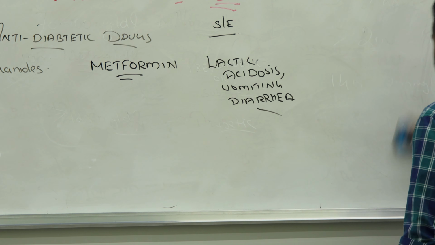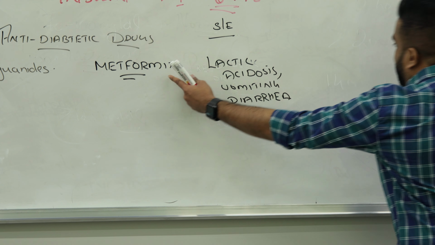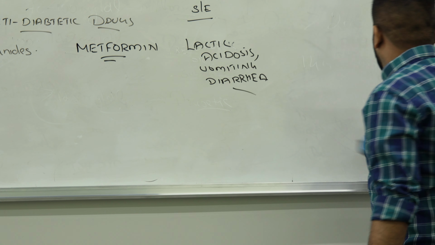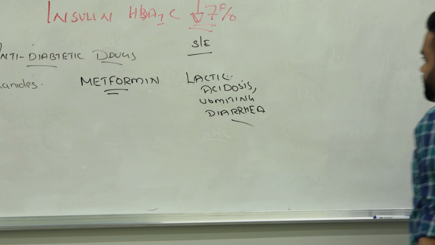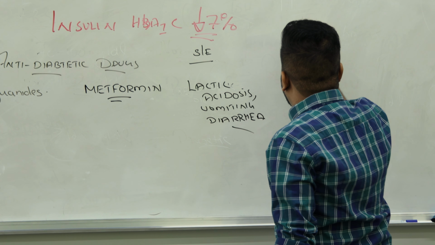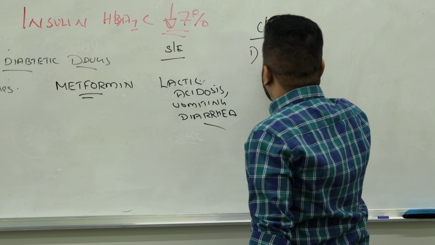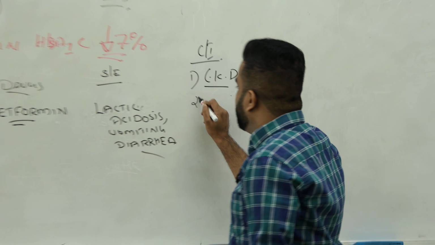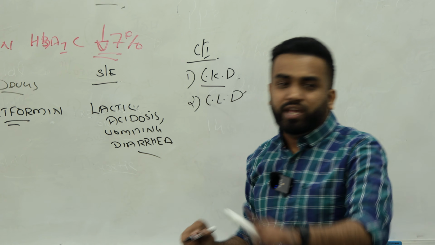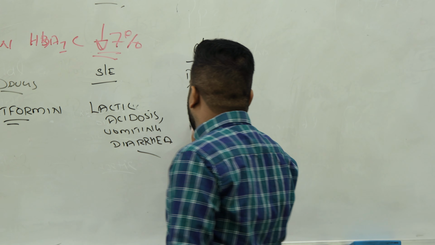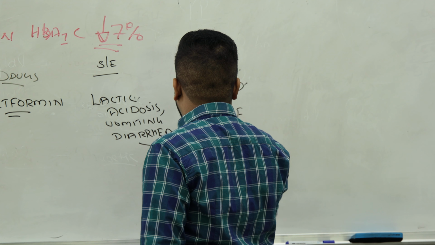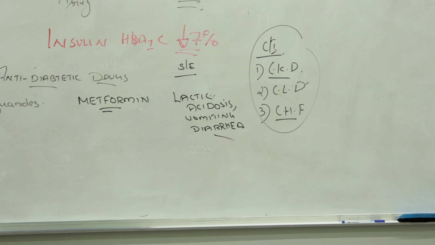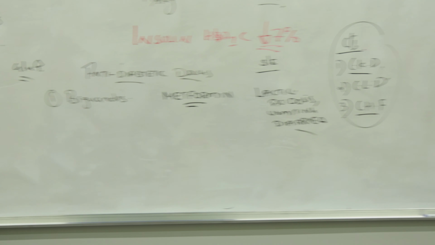So can I give this to every patient? No. I cannot give metformin to a chronic kidney disease patient, CKD. I can't give it to congestive heart or chronic heart disease. Contraindication. Right? Don't give to a CKD patient. Don't give to a CLD patient, chronic liver disease. Don't give to a chronic heart disease patient. Give or don't give? Don't give. Contraindicated. So that's the first group of drugs.